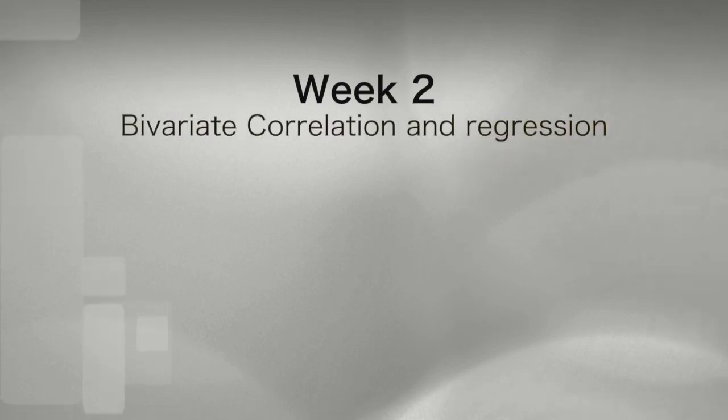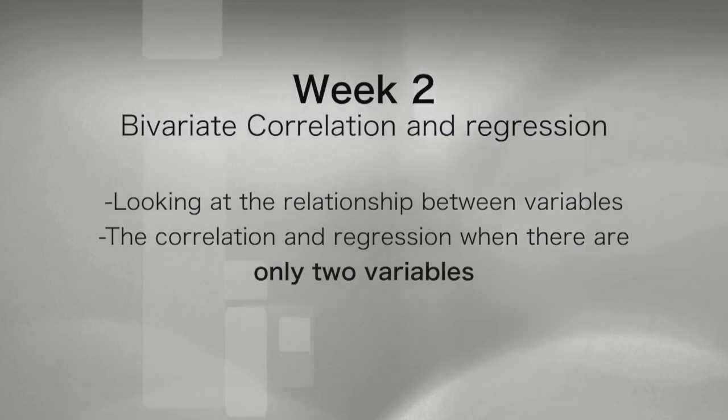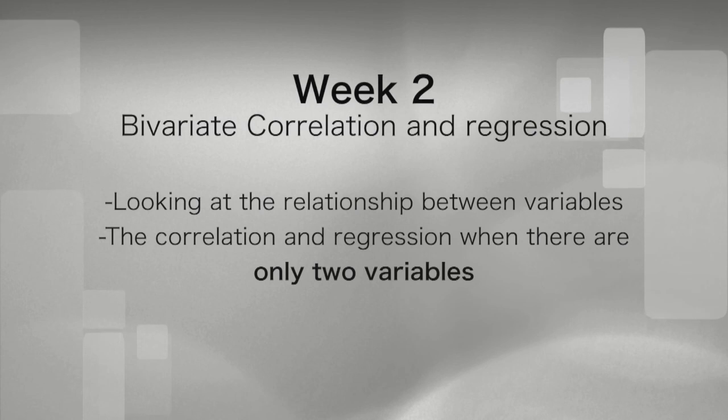So let's just go through the stats side of the course, and then I'll go through the methods side, or the lectures of the course. In week 2, we're going to be focusing on bivariate correlation and regression. This is when we're looking at the relationship between variables. Because it's only 2 variables, it's called bivariate. So in week 2, we're looking at correlation and regression when there are only 2 variables. Bivariate correlation and regression are stepping stones to the other types of statistical techniques that we do in these correlational type analyses.